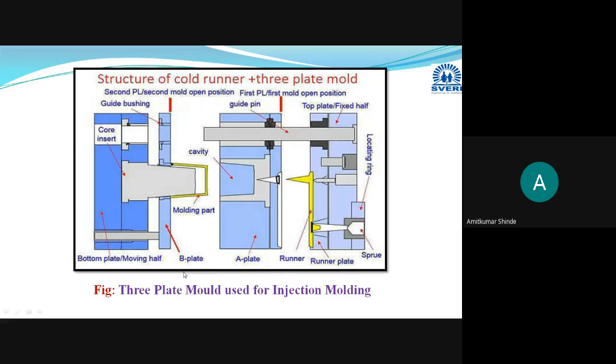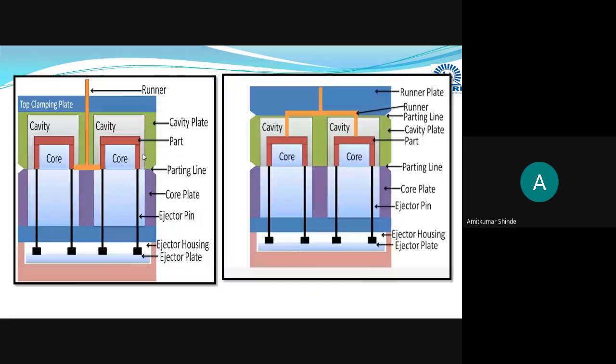And in three plate mold, these three parts are there. This is the top plate. This is the fixed half or fixed part. This is the moving part. If you are feeling it complicated, I will explain it with the help of these diagrams only.